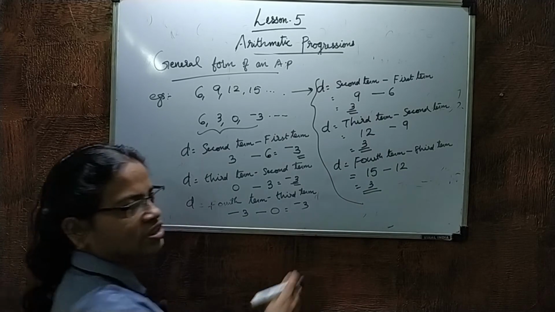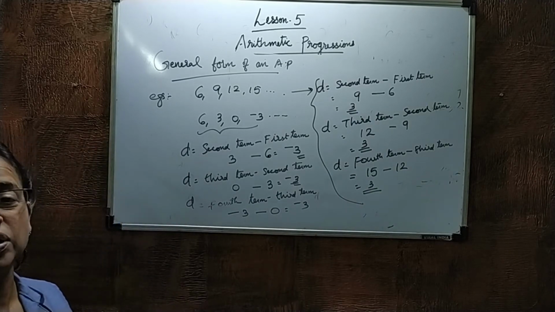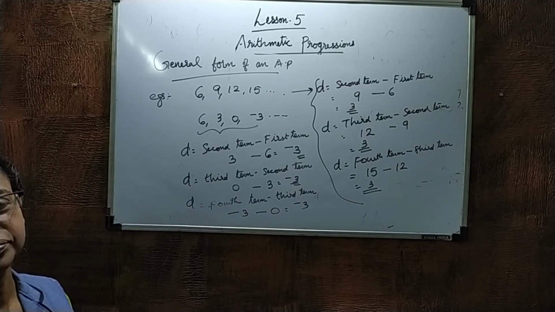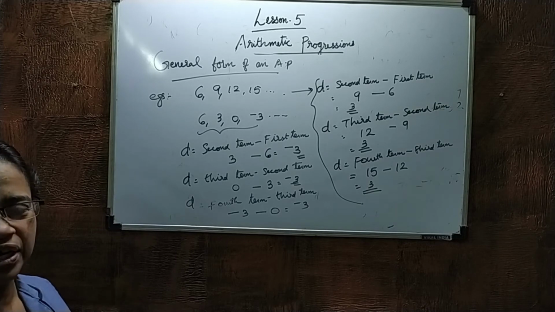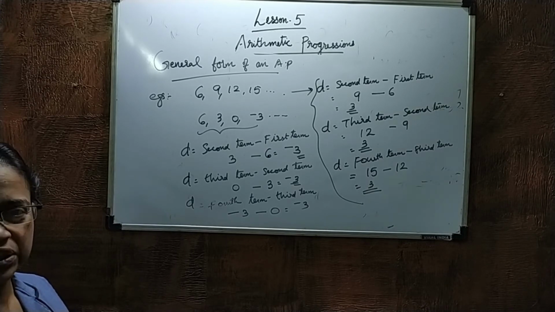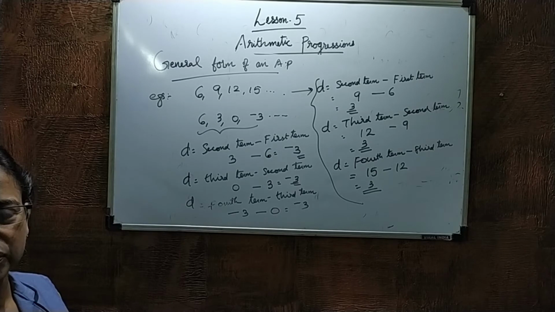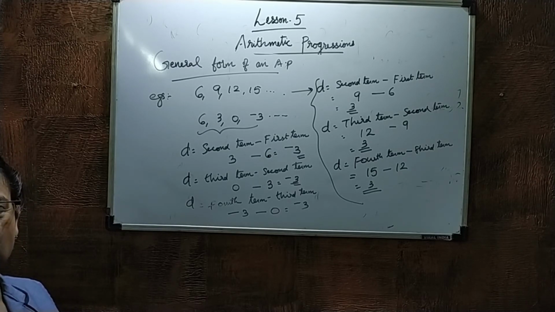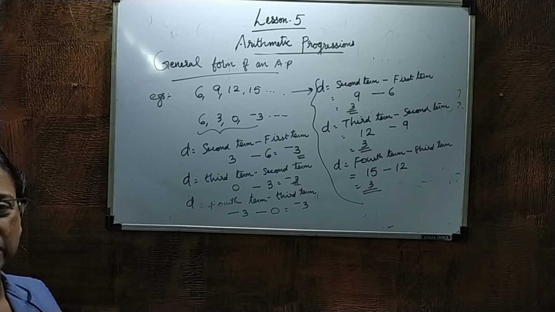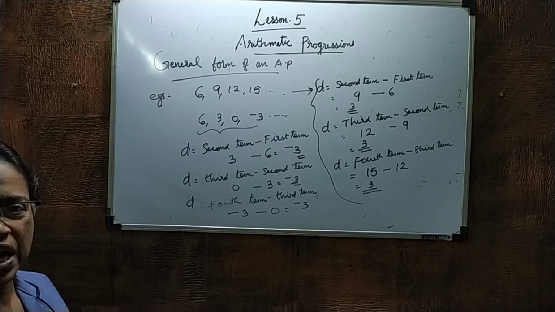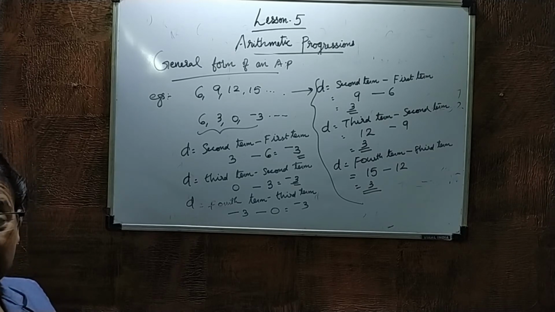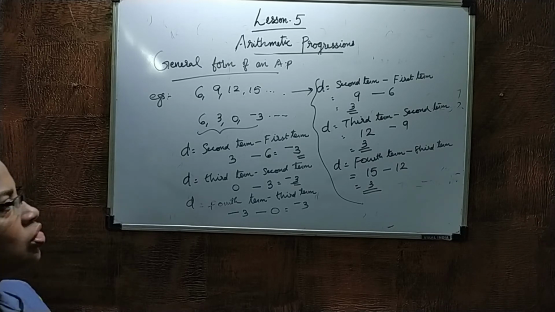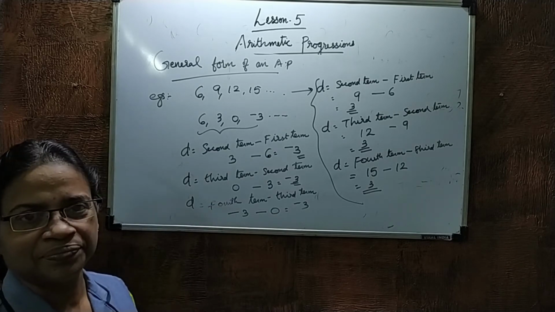Here the common difference is positive 3. How did you find this common difference? Second term minus first term. Third term minus second term. Fourth term minus third term. What about the 10th term and 11th term? How will you find the common difference? 11th term minus 10th term. Like that you have to do. So you can find D like this.